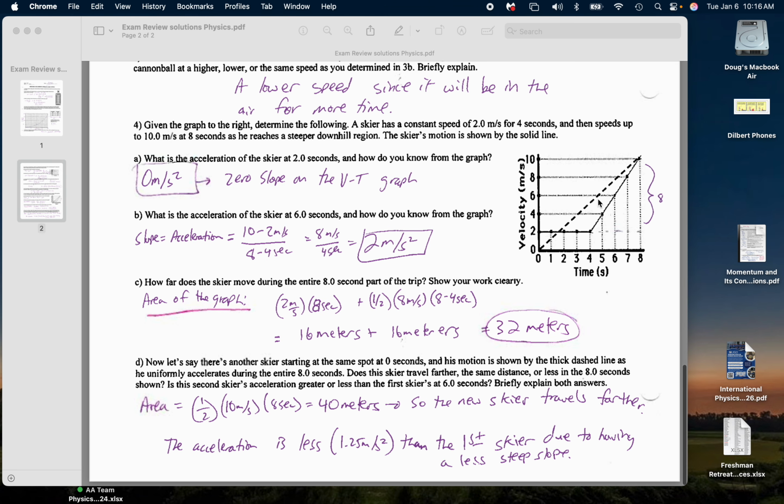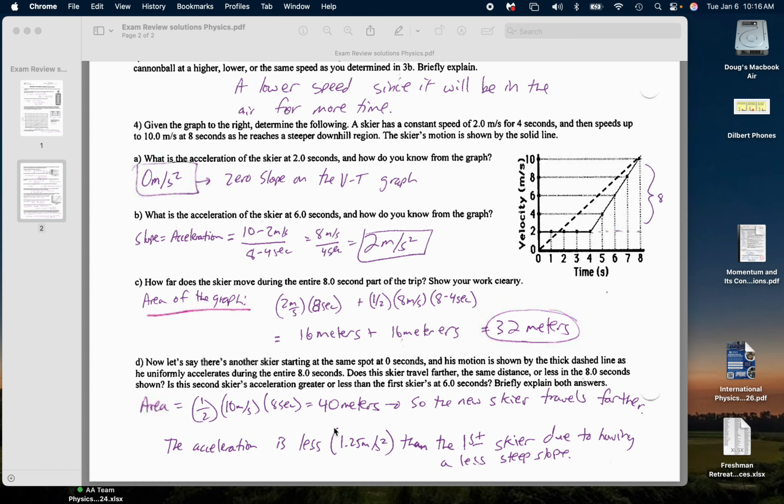Now let's say there's another skier, and they're starting at the same spot at 0 seconds. His motion is shown by the dashed line. First question was, does the skier travel further, the same distance, or less? I'm going to get the area of that graph by using 1/2 base times height, so that's 1/2 times 8 seconds times the final velocity of 10 meters per second, so that's 40 meters. So this new skier traveled farther.